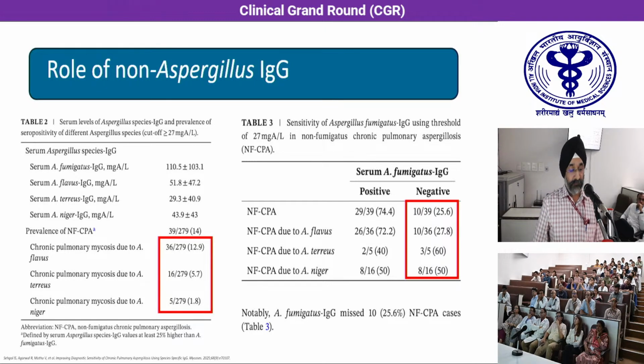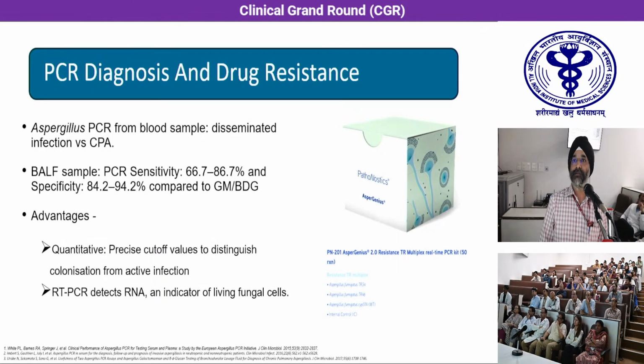This is one study from PGI Chandigarh where they have shown that although our major focus over the years has been on Aspergillus fumigatus as a cause of CPA, they looked into CPA due to Aspergillus flavus, terreus, and niger, and they showed that in their cohort it contributed to almost 25%. So we may be missing one-quarter of the cases of CPA if we are just looking at Aspergillus fumigatus.